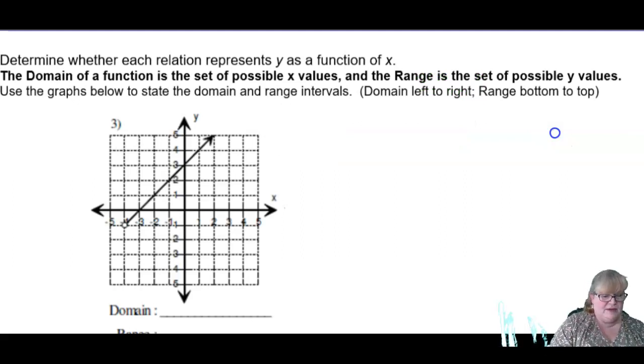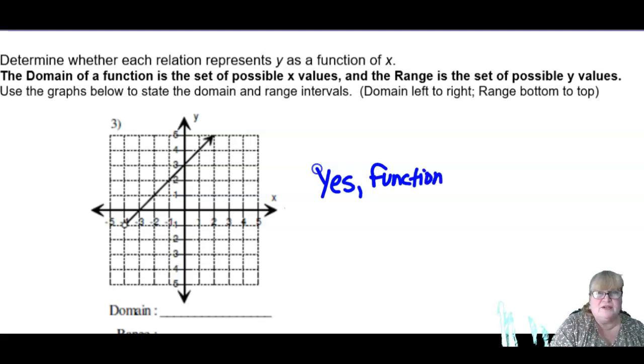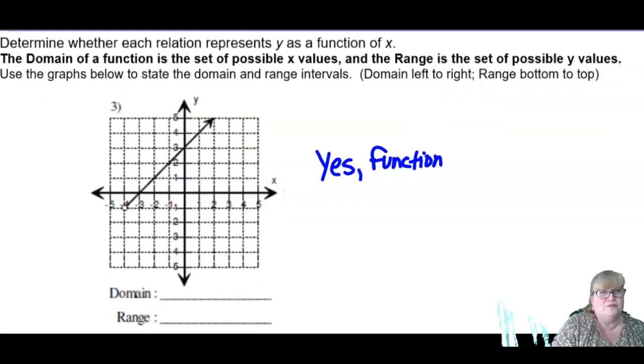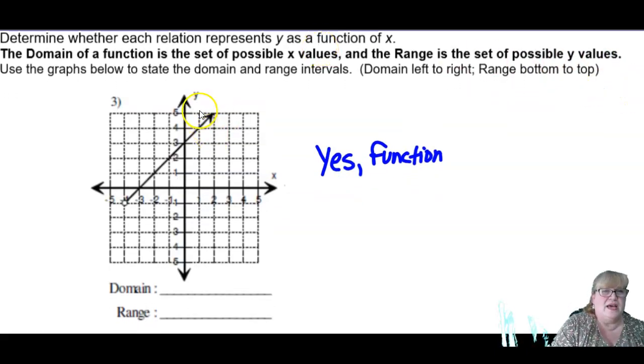All right, now we're going to talk about domain and range, and if this is a function. First of all, this passes the vertical line test, so it is a function. And then we're going to talk about its domain and range. The domain and range are the x and y intervals. So domain is left to right across the x values.